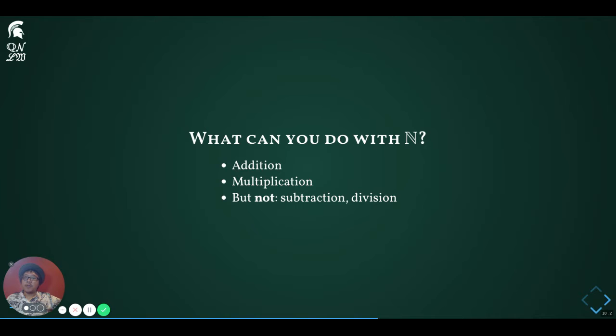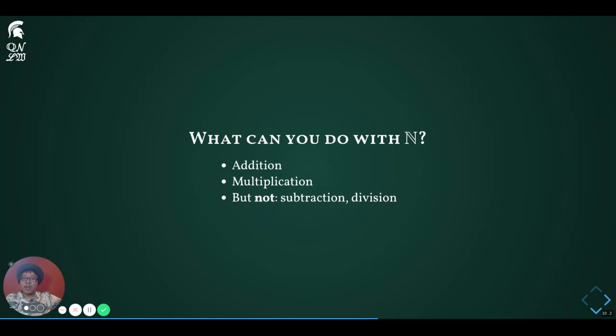We start with the naturals. We can add and multiply the naturals, but we cannot, in general, subtract or divide them. I should probably specify in what sense subtraction and division are disallowed. If we multiply two arbitrary natural numbers, we are guaranteed to always get a new natural number. Similarly, if we add two natural numbers, we are guaranteed to always get a new natural number. Since the type doesn't change, we say that the natural numbers are closed under addition and multiplication.